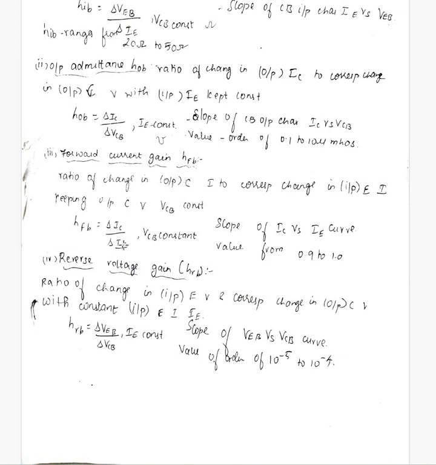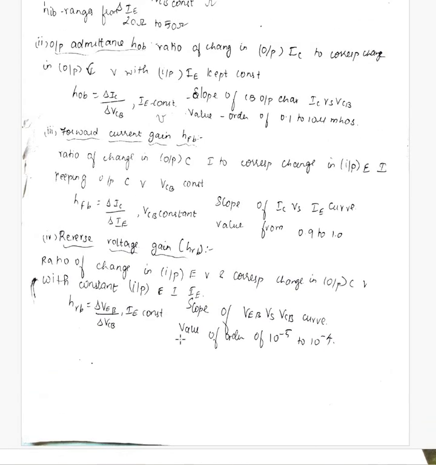Forward current gain HFB, del IC, change in forward current gain. So it's output current by input current, del IC by del IE, keeping VCB constant and no unit since both are current. Reverse voltage gain, so input voltage by output voltage, del VEB by del VCB, keeping IE constant, and it is the slope of VEB versus VCB curve.